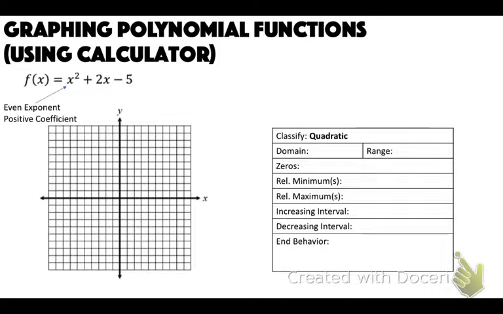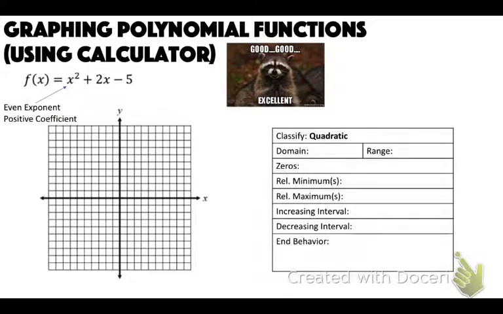Now, before we pull out our calculators, we want to figure out the end behavior. So here, this is an even exponent, it's a positive leading coefficient, which means that this is the good. So the end behaviors will both be going up. So as x goes to negative infinity, f of x goes to infinity. And as x goes to infinity, f of x goes to infinity.